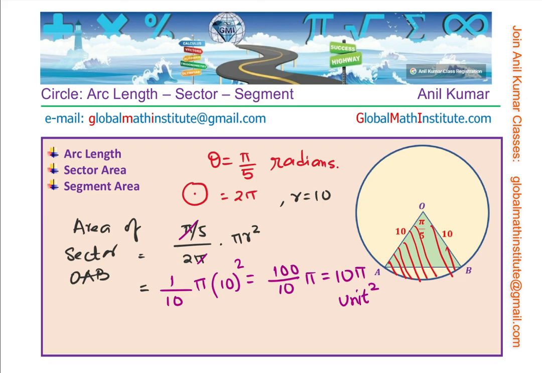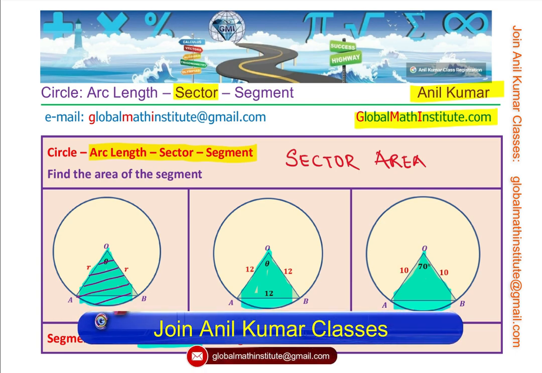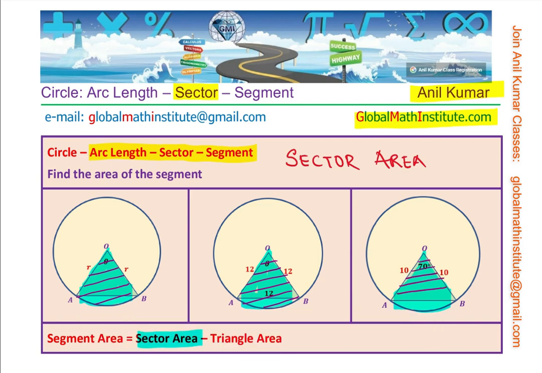So I hope the concept is absolutely clear. Perfect. So with that, we come to an end of this particular video. So here we actually found the area of the sector in different examples where the angle was given to us in degrees or in radians, correct? I hope the concept is absolutely clear. In the next video, we'll look into area of the segment, which is sector area minus the triangle area shown, right?